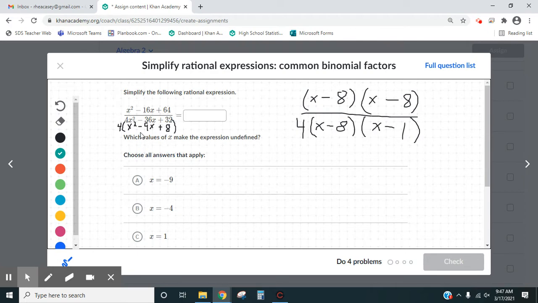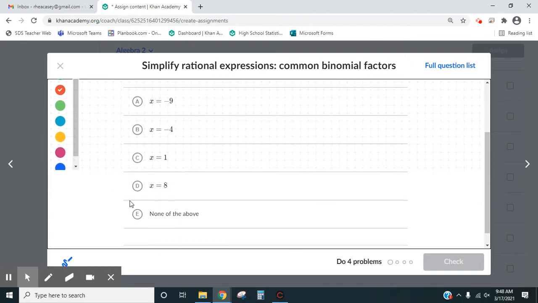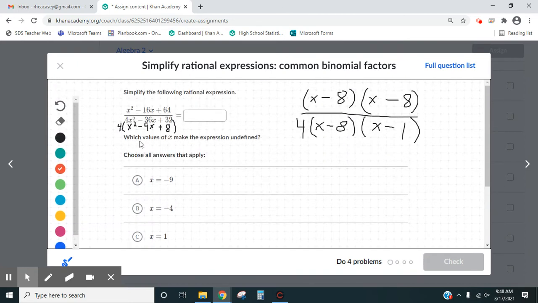All right. Now, before we cancel and write our final answer, I want to pause to answer the bottom part of this. This is no different than what we did the other day. Remember, the question is, which values of x make the expression undefined? An undefined expression, especially in a fraction, is when the bottom is equal to 0. So what we're doing here is figuring out what would make each one of the factors equal 0. What would this one be? X equals and x equals.